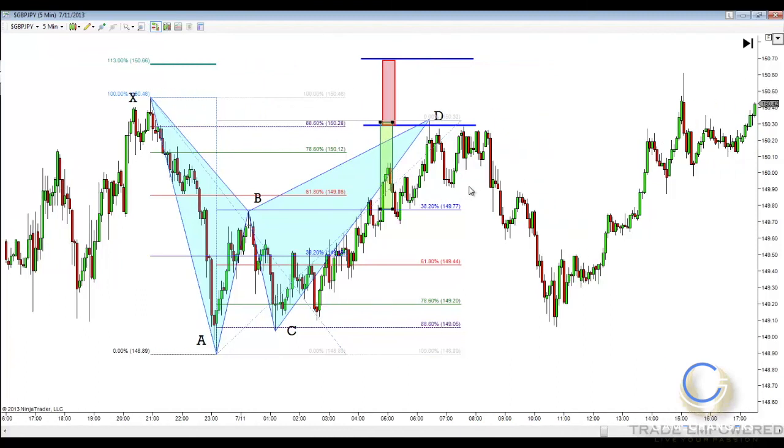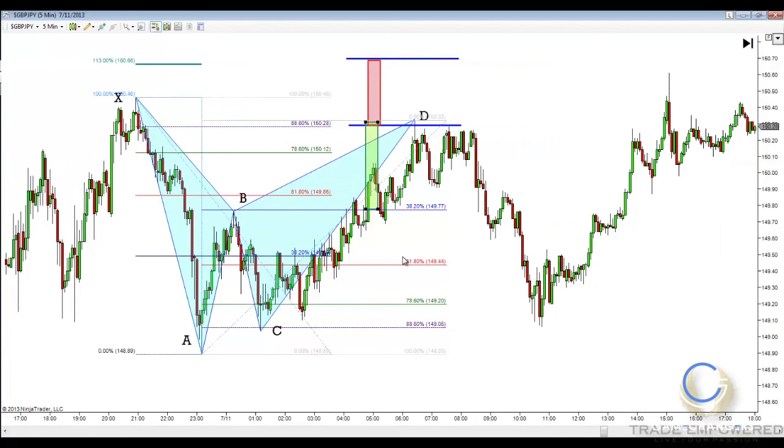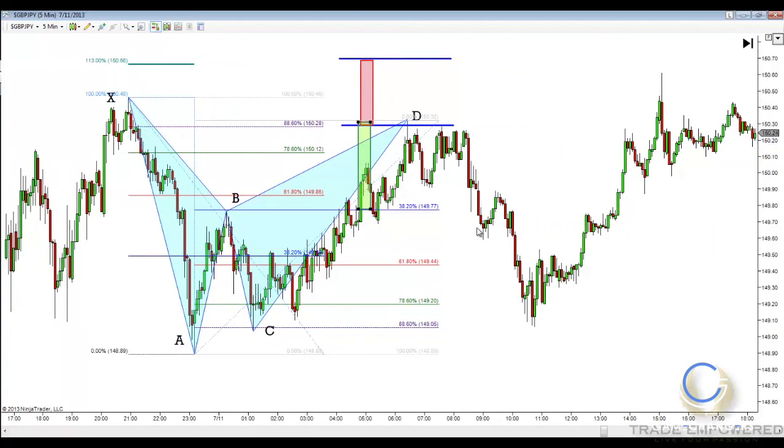Let's take a look at one more. We have our second bat pattern, and you can see this one actually rolls over, hits target 1. We never retrace so far up that we get stopped out, because remember, after target 1 is hit, we want to adjust our stop loss and move it down to break even so we can't lose money on the second half of our position.